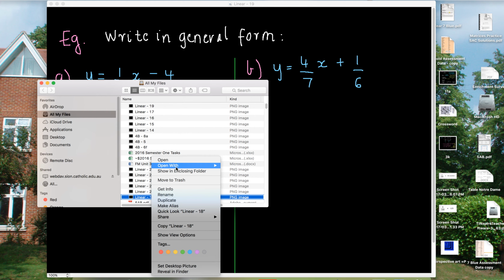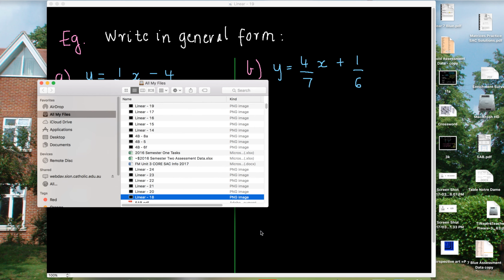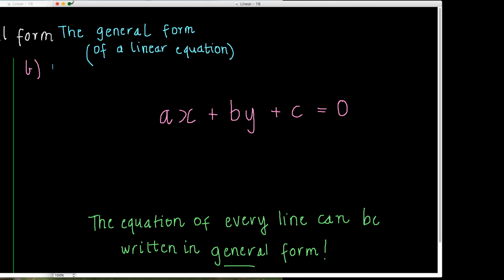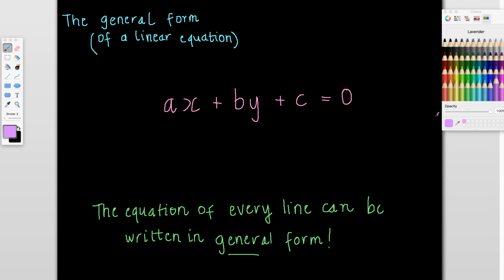I'll get to those examples in a moment. So this is what the general form will look like. Have a look at the difference. Compare this one to the one that we used before. The general form of a linear equation, you'll see some things that are in common.